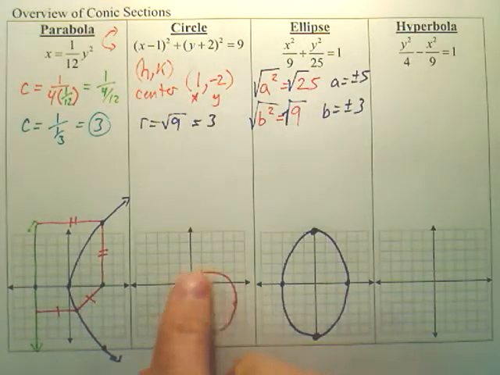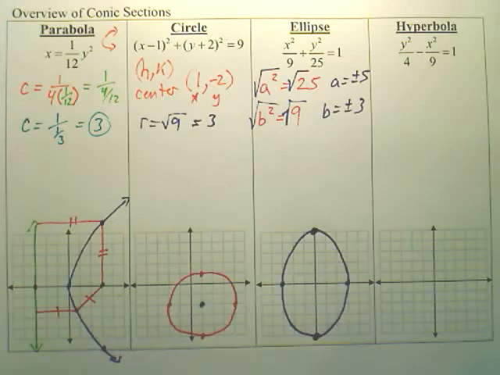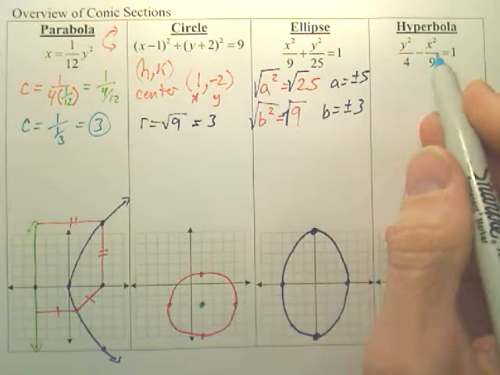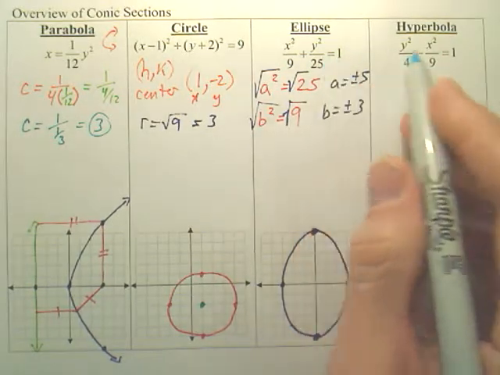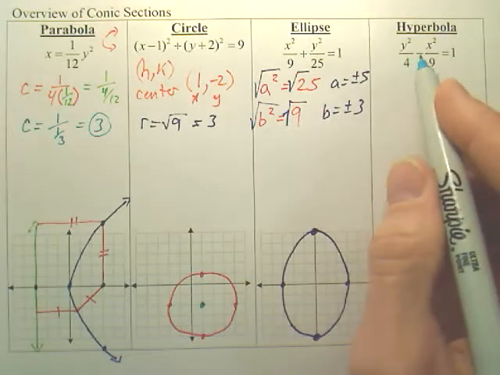Where a circle, it's all the same. Where here you have a longer and a shorter side. Pretty important to notice that. All right, last piece is the hyperbola. Looks very similar. They're always equal to 1, by the way. These two both equal 1. But the difference here is for the hyperbola, you have a minus.